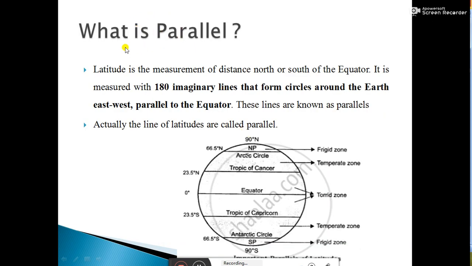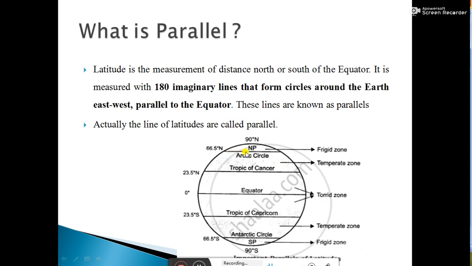What is a parallel? When we discuss parallels, first of all we have to know about them. Latitude is the measurement of distance north or south of the equator. It is measured with 180 imaginary lines that form circles around the earth, east to west, parallel to the equator. These lines are known as parallels. Actually, the lines of latitude are called parallels. This image indicates the parallels.